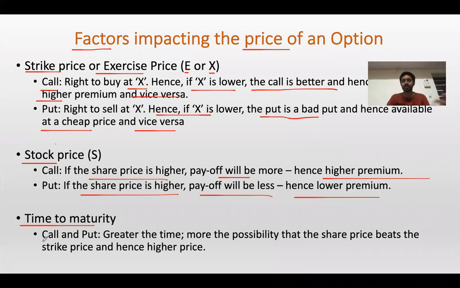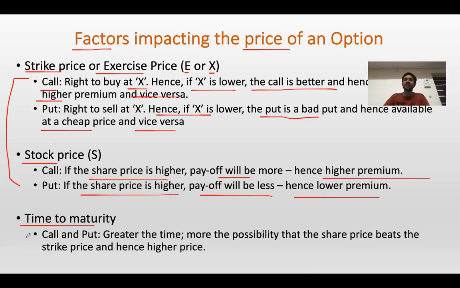Next, coming to time to maturity. I didn't realize that the next point that we are going to discuss was time to maturity. But fine, now that we have it to discuss, let's start with it. For both call and put options, we had a different set of rules. For time to maturity, it's the same. Greater the time to maturity, more the premium for an option, whether it is a call option or a put option. Now, why?